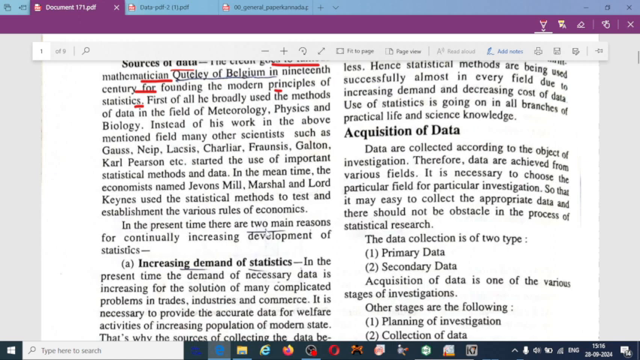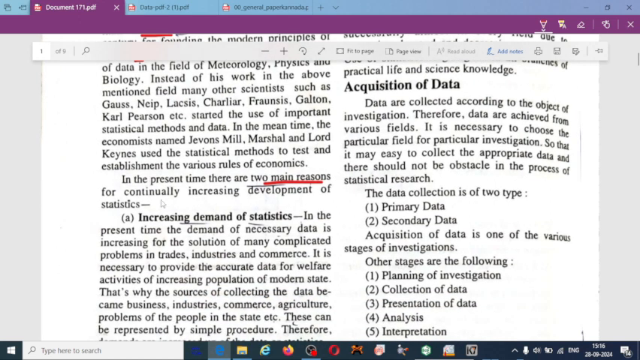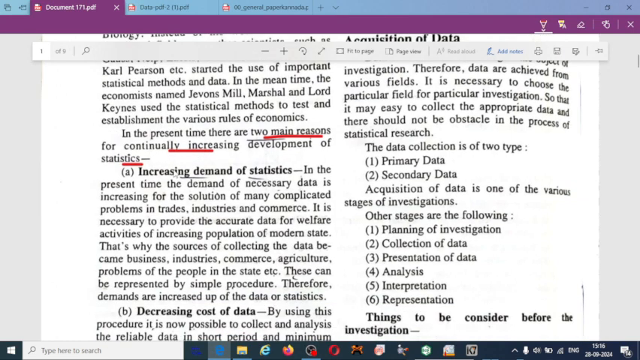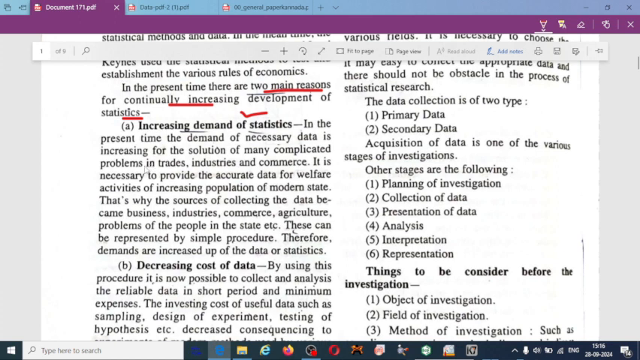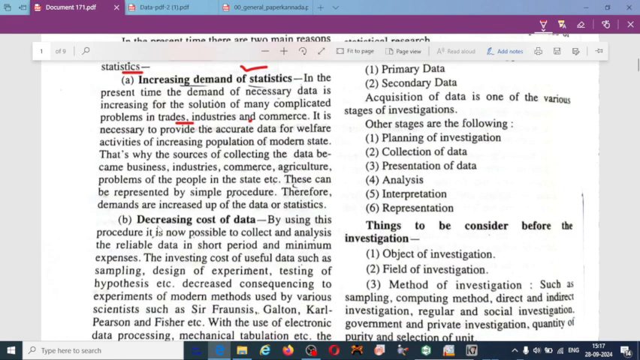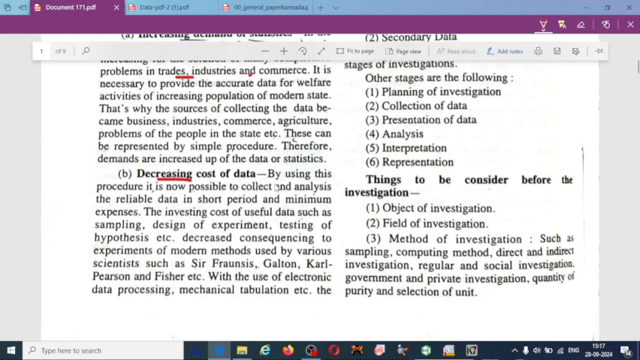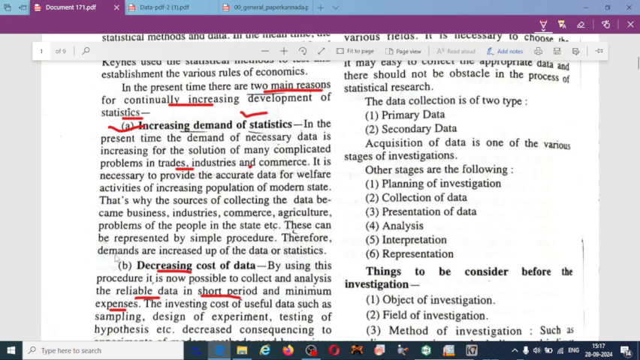And at the present time, there are two main reasons for the continuously increasing development of statistics. The first is the increasing demand for statistics. Nowadays, if you include many of the complicated problems in trades, industries, commerce, the demand for statistics has increased. At that time, you should require data interpretation. Second is the decreasing cost of data. It takes minimum expense and a short period to collect and analyze reliable data. So first is increasing demand of statistics and decreasing the cost of data. These are the two main reasons for the increasing development of statistics.